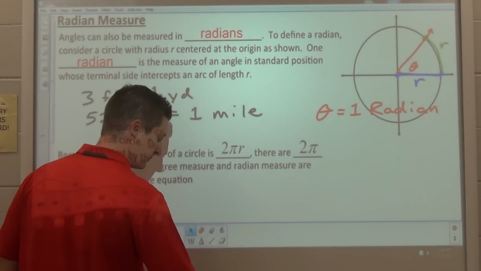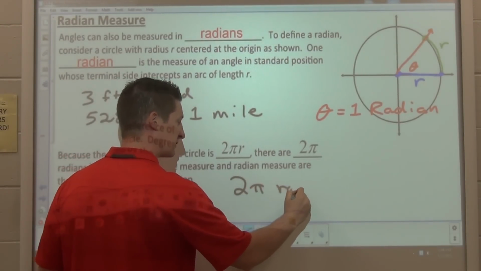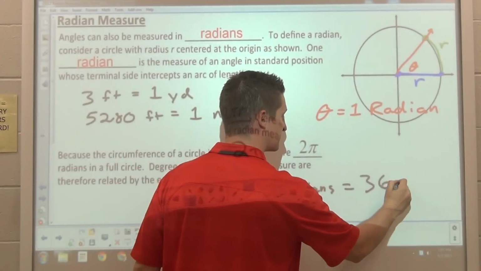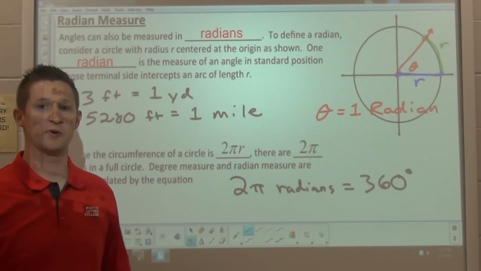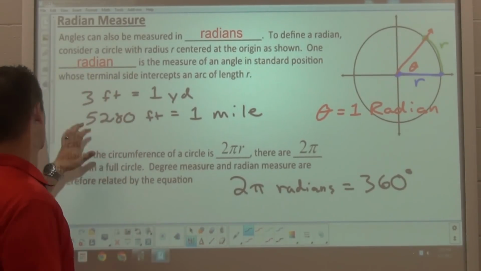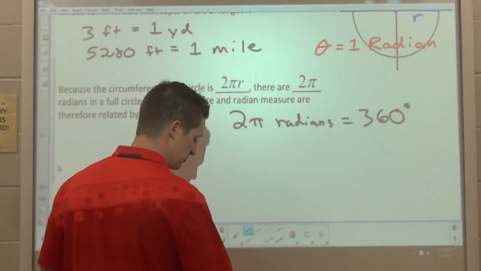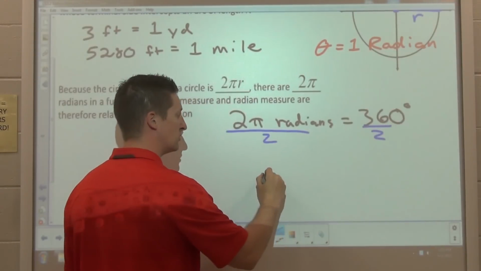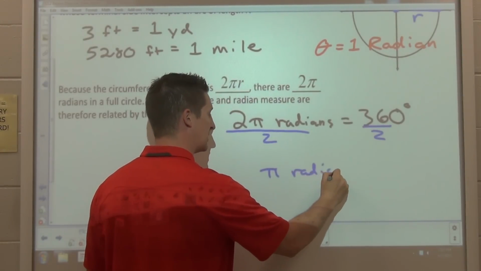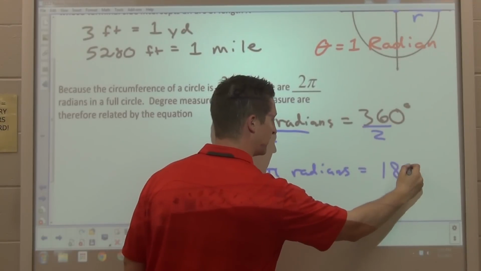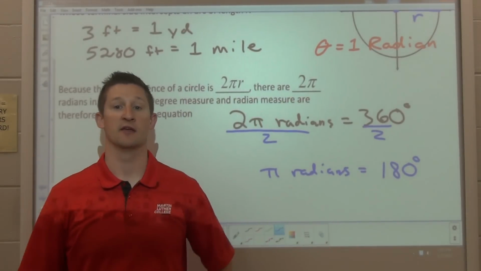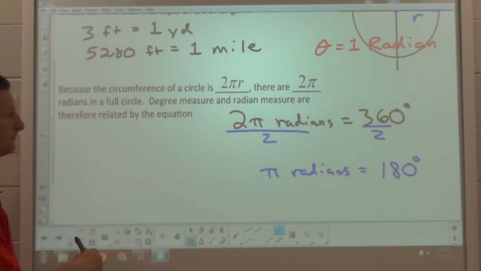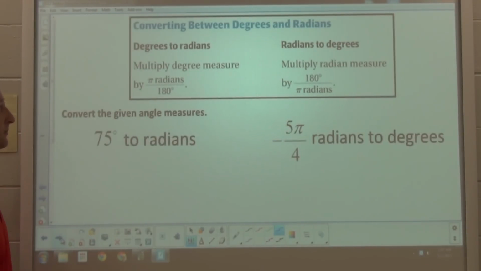That means that 2 pi radians must be the same as 360 degrees. So 2 pi radians equals 360 degrees. Now, the other common formula that we'll see, more common than this one, is if I were to divide both of these sides by 2, I know then that pi radians is equal to 180 degrees. And that would be the unit multiplier that we use to change from degrees to radians and vice versa. So, keeping that idea in mind, we'll look at a couple examples here.